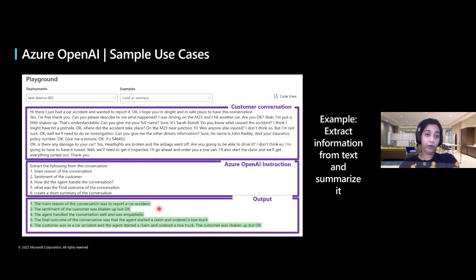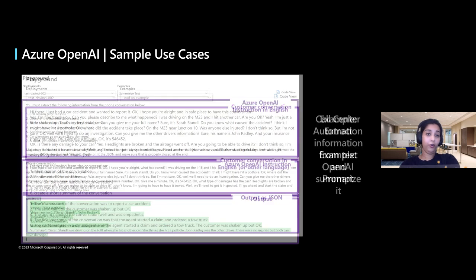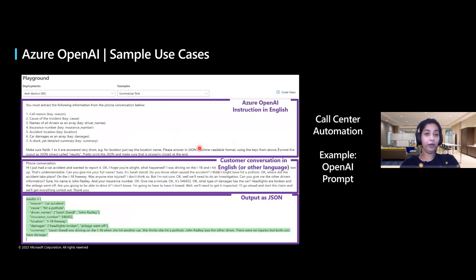If you don't want the response back in English and you want it in a JSON machine readable format, no worries. All you need to say at the top in the prompt is please answer in a JSON machine readable format, and boom, the answer that you get back is in an output of a JSON.